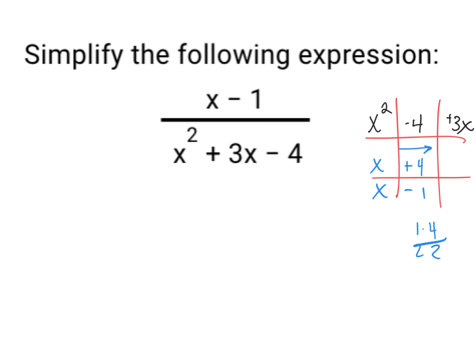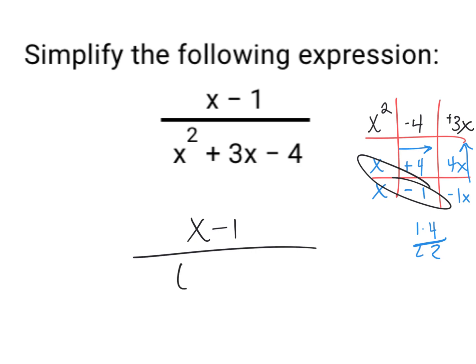The more of these you do, the easier it is to look ahead and realize if I needed to add to 3x, positive 4 and negative 1 is what will add to that. So I'm going to recopy the numerator, and the denominator would be the quantity of x minus 1 times x plus 4. These 2 binomials are identical, they would divide to 1. So I get 1 over x plus 4 as my final answer.